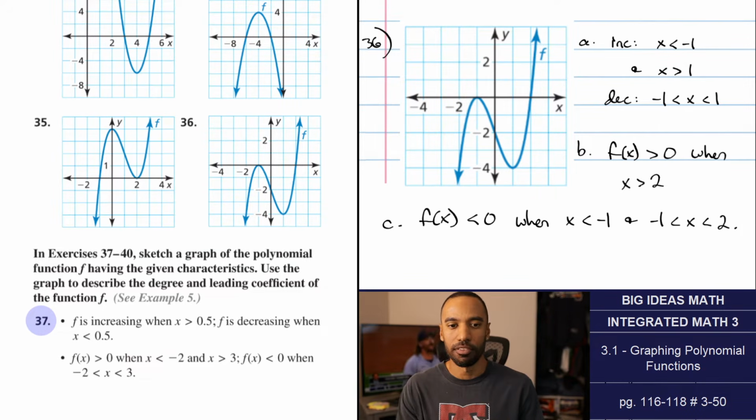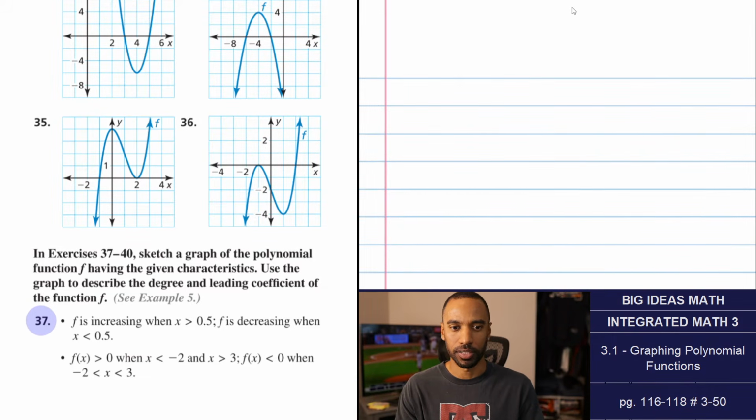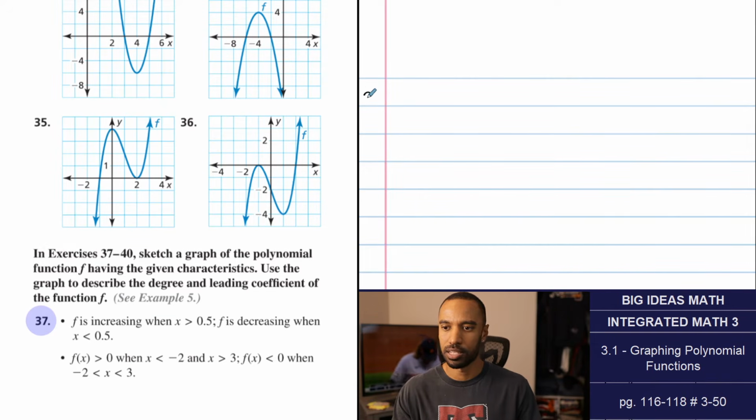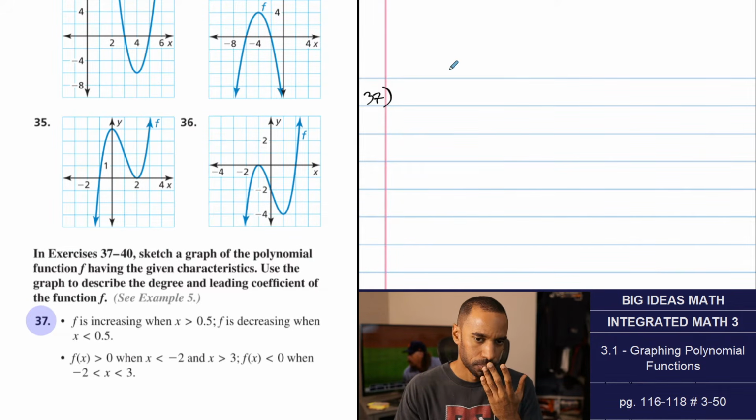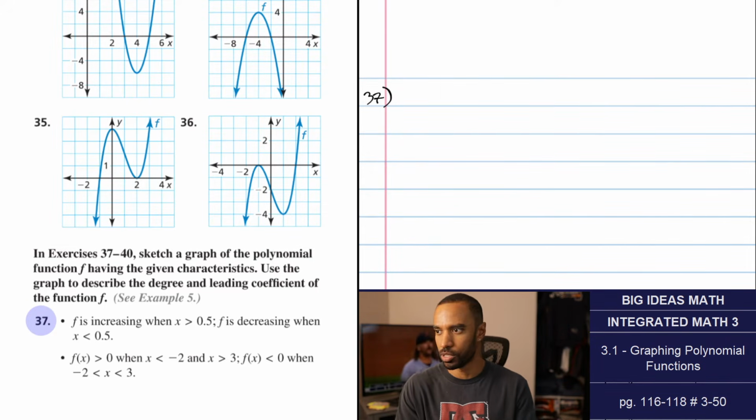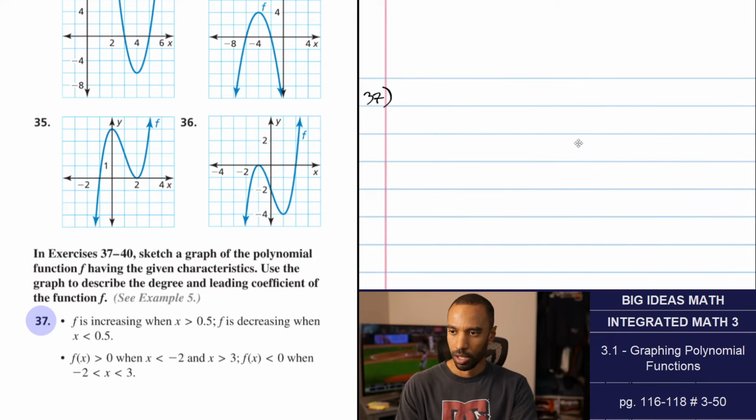All right. In exercises 37 to 40, sketch a graph of the polynomial function f having the given characteristics. Use the graph to describe the degree and leading coefficient of the function f. Okay, so we get to be very generic in this sense here. The only thing, I guess I'll use my squared off graphs.